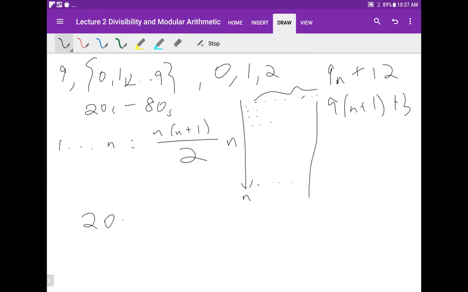20 through 29 has 10 copies of 2 in the tens digit. 30 through 39 has 10 copies of 3, right? So in total, it's 20 plus 30. So these are the sum of the tens digits, right? Because it's 10 times 2, 10 times 3, etc., all the way up to 80, right?